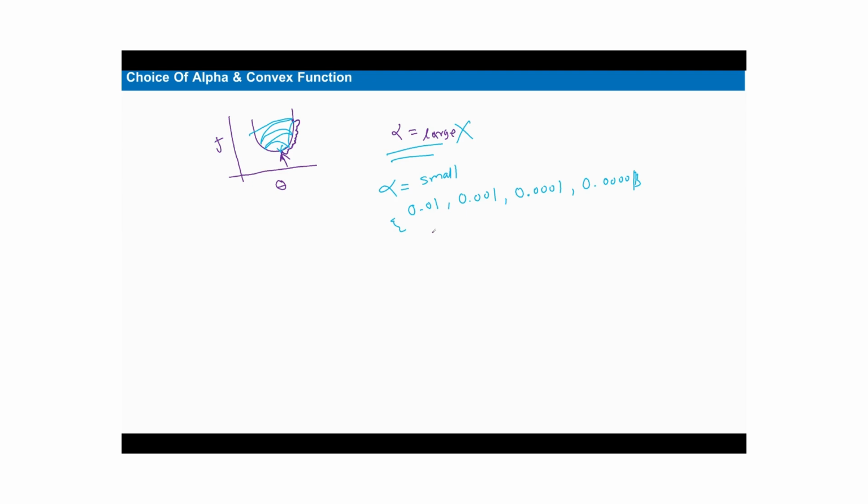Then the next is, what is a convex function? When you are using linear regression, your cost function is always bowl-shaped, it will always be in this kind of shape, and there will be only one global minima. There will be no local minima, only one global minima.